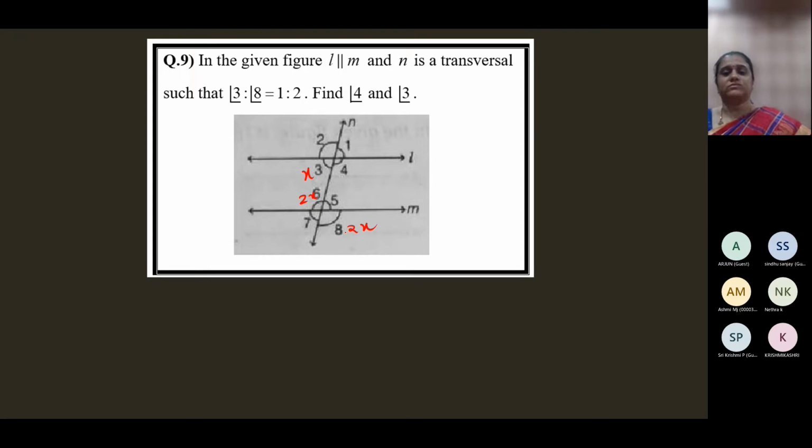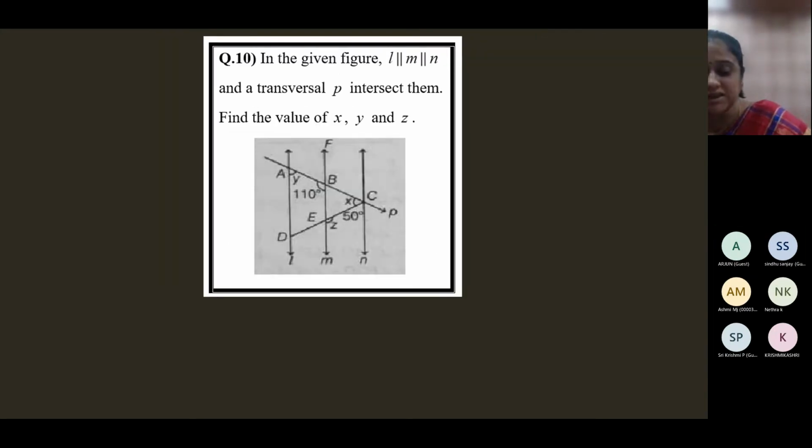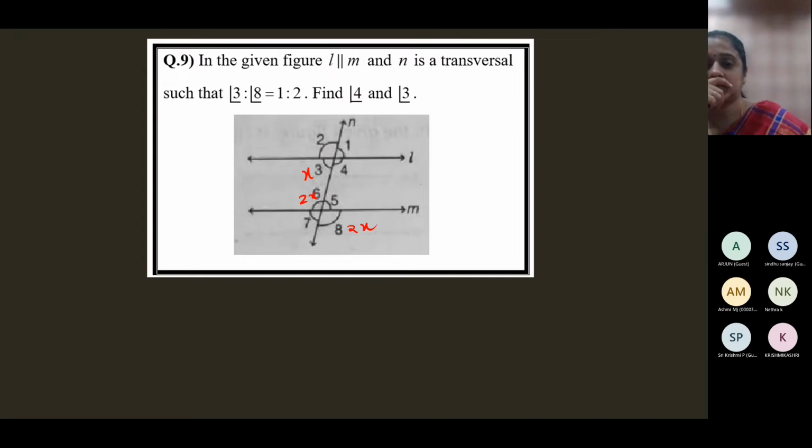Correct. Now, L is parallel to M. So what is angle 3 plus angle 6? 180, ma'am. Supplementary. Yeah, angle 3 plus angle 6 is 180 because they are allied angles. The lines are parallel, so 3 and 6 are allied angles and they are supplementary.